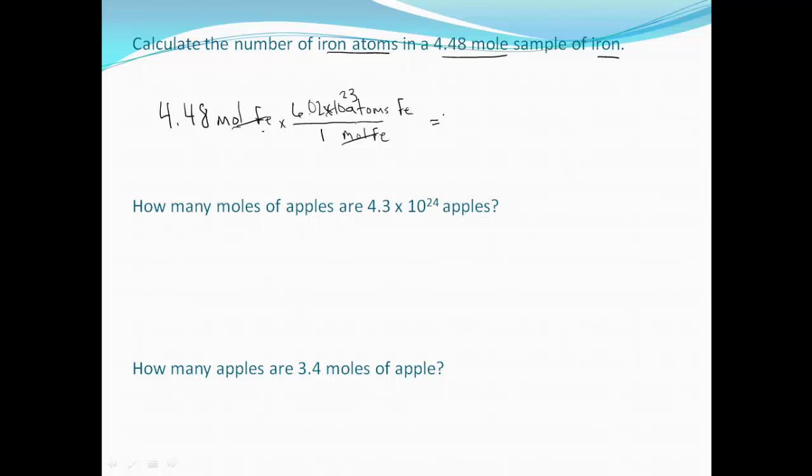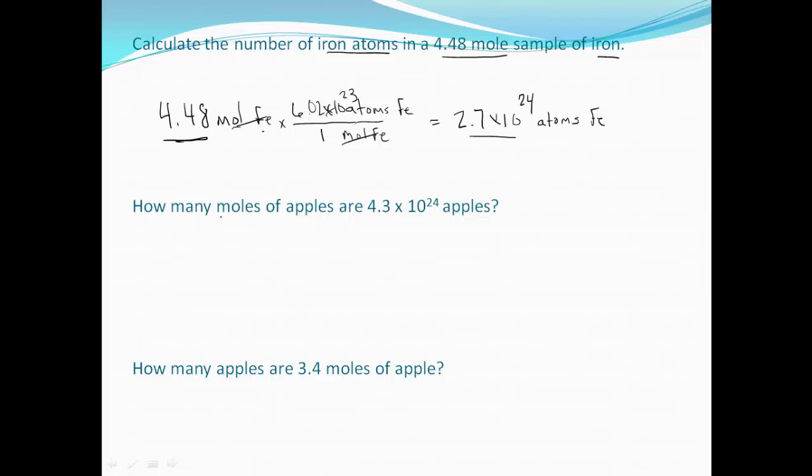So when we do the math here, we're going to take 4.48 times 6.02 times 10 to the 23rd, and we're going to get 2.7 times 10 to the 24th, and the unit left over is atoms of iron. And that should make sense because each mole contains 6.02 times 10 to the 23rd, and we have almost 4.5 moles, so we're expecting a fairly large number. Let's move on to the next one.